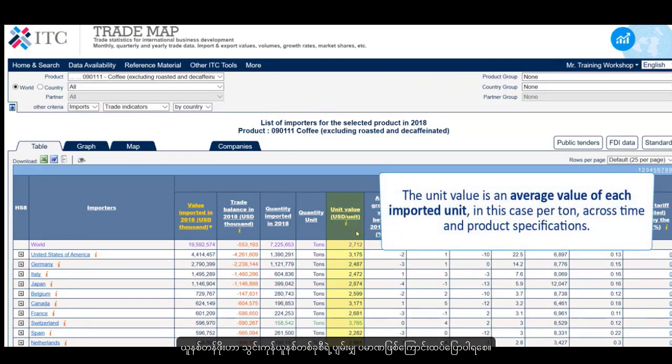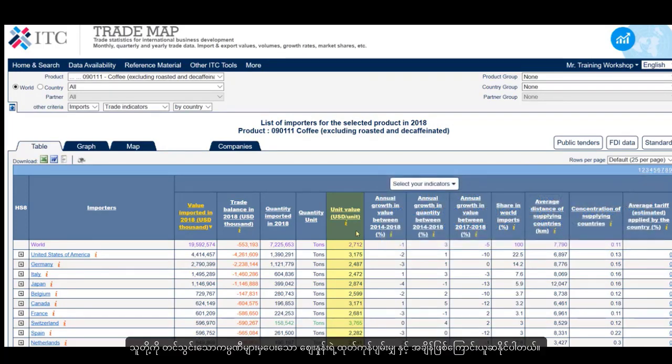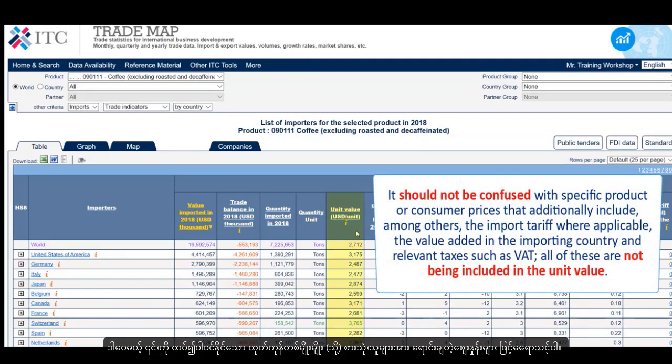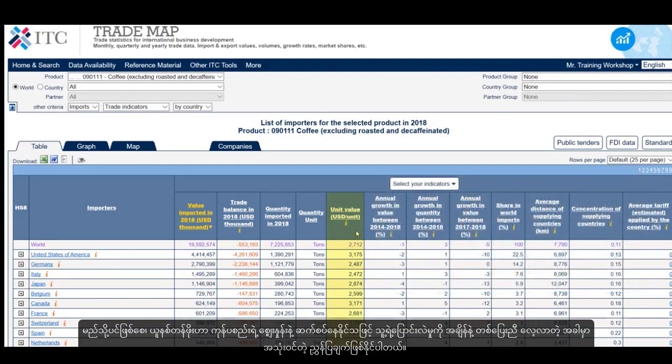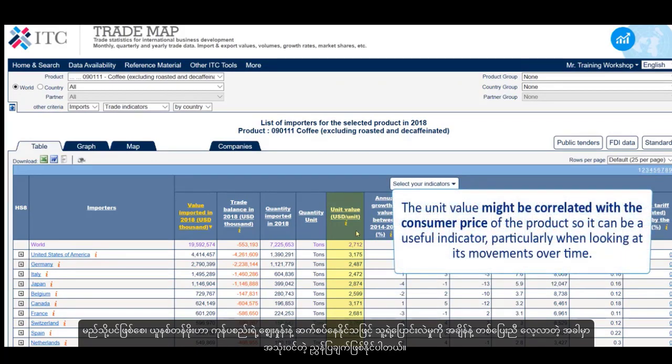Again, the unit value is an average value of each imported unit, in this case per ton, across time and product specifications. One could also say that it is the time and product average of the prices paid by importing companies. But it should not be confused with specific product or consumer prices that additionally include, among others, the import tariff where applicable, the value added in the importing country, and relevant taxes such as VAT. All of these are not being included in the unit value. Nevertheless, the unit value might be correlated with the consumer price of the product, so it can be a useful indicator, particularly when looking at its movements over time.